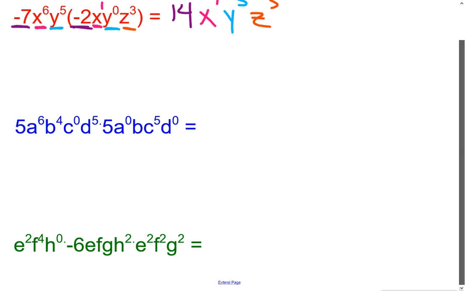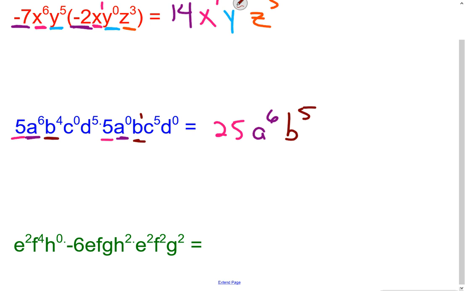My next example down here isn't changing any, just another example. Again, I'm going to start with the numbers. So I'm going to start with the 5 times 5. Those are the only two, and 5 times 5 is 25. Next, I would go to the a values. So I see a to the 6th, I see a to the 0. Well, 6 plus 0 is 6, so I have a to the 6th power. I'm going to go to the b's next, so I have b to the 4th, b again to the 1st, and 4 plus 1 is 5, so I have b to the 5th power.